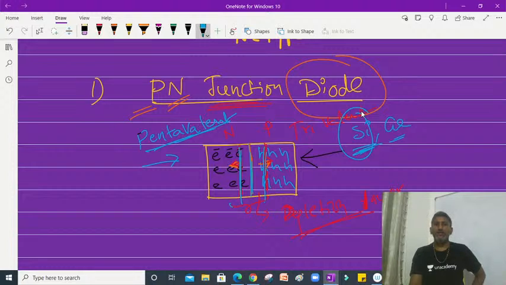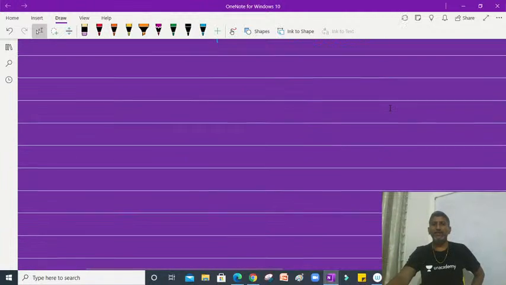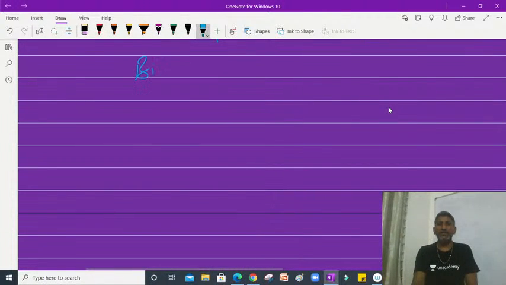Now, to cross this barrier on either side, we have to give some external aid for this. External aid means biasing. So for this diode, we are going to do biasing. Here biasing is of two kinds. One is forward biasing, the second one is reverse bias.